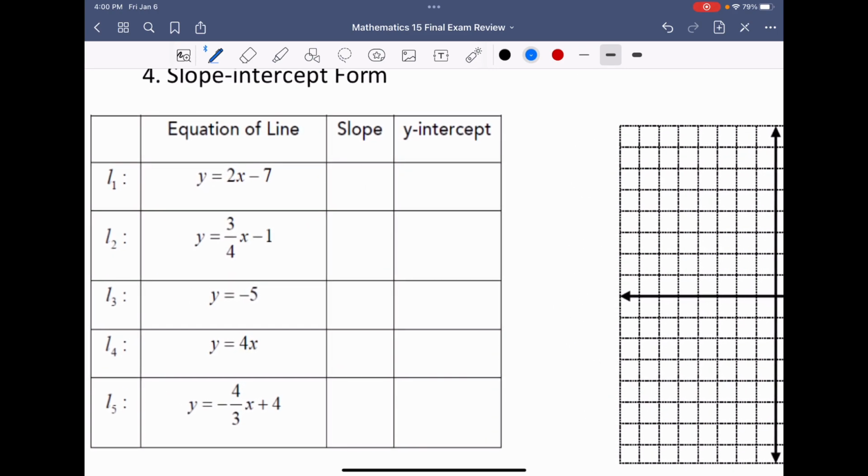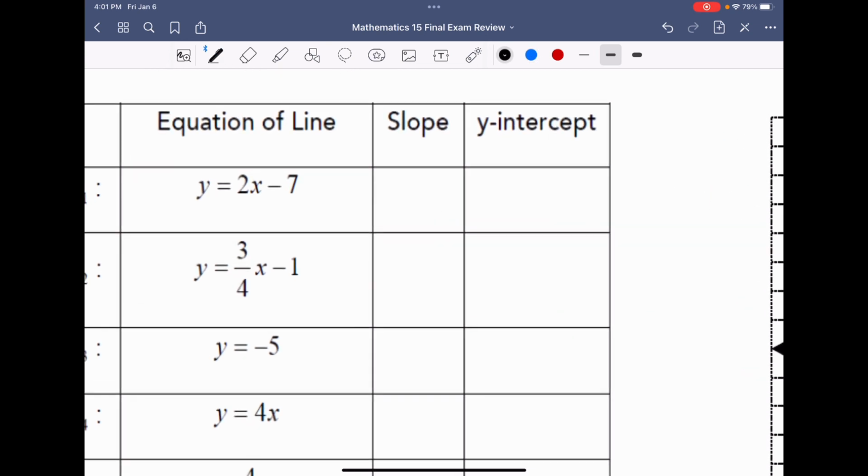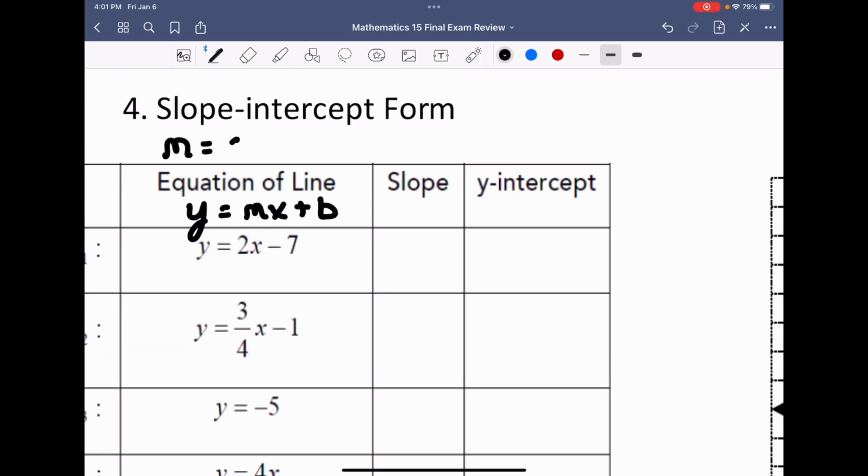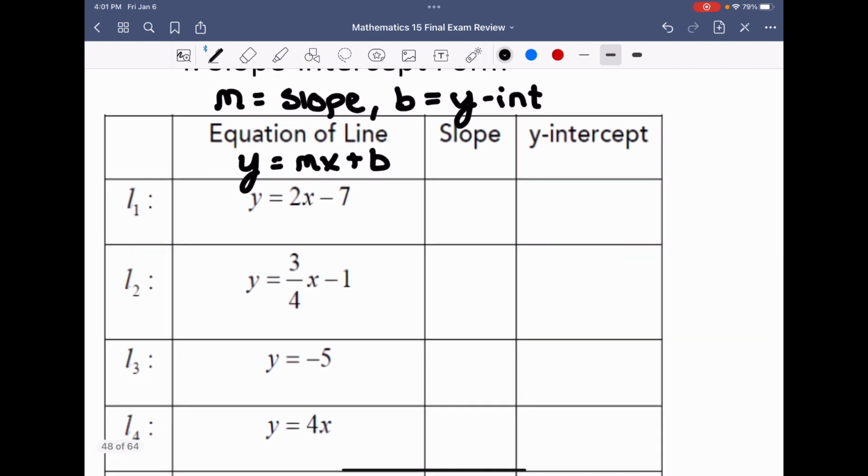Okay, slope-intercept form. Slope-intercept form is the only equation we dealt with in all of this unit. When we talked about relations, the equation of a line was always determined by the exact same equation: y is equal to mx plus b, where m is the slope and b is the y-intercept. So when we go to each of these, it's pretty easy to identify as long as it's in that form, y equals mx plus b. If it is not in that form, you have to put it in that form.